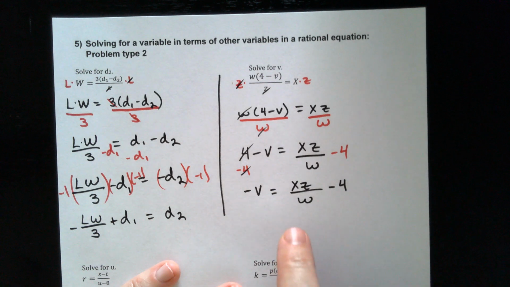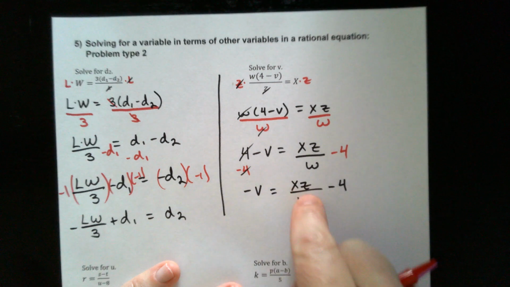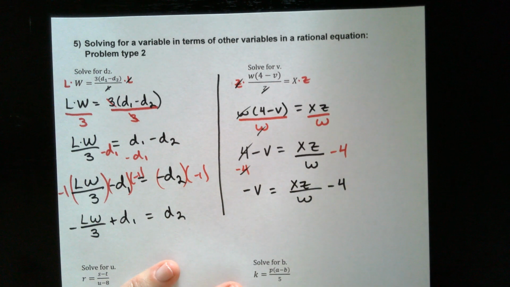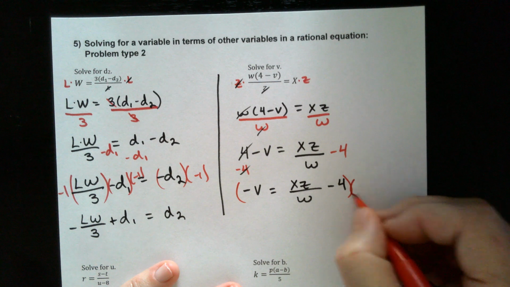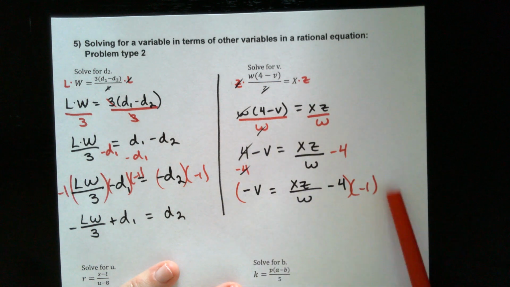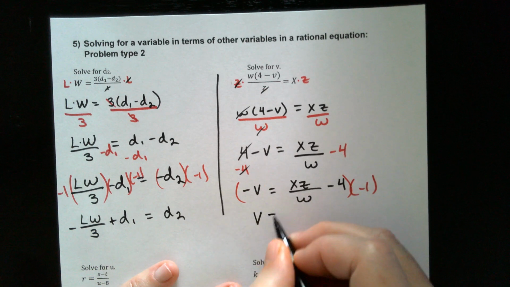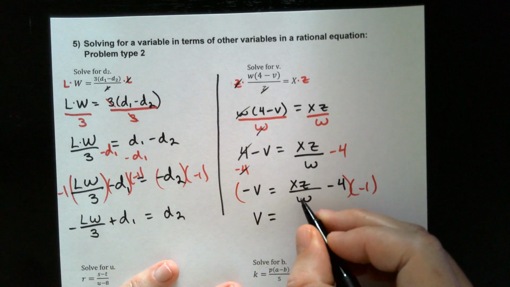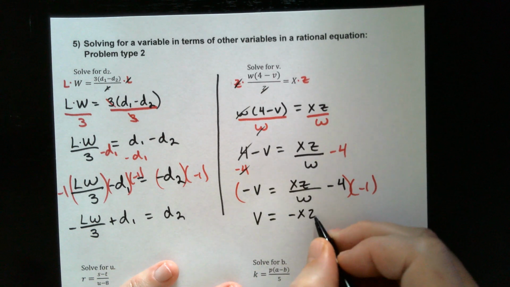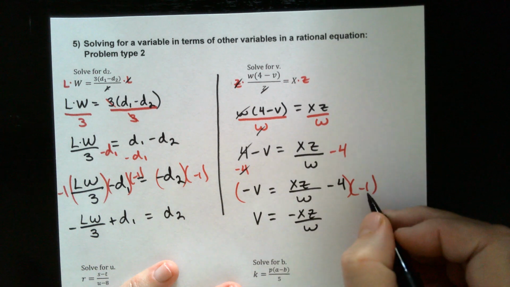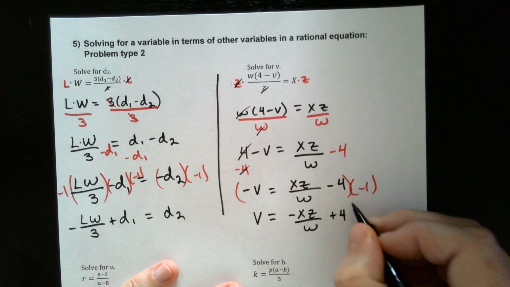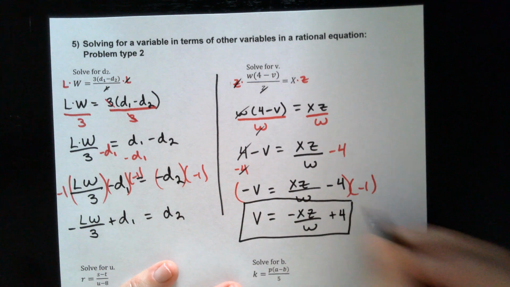When we multiply by negative 1 on everything, this will change, and this will change. All of them will change if I multiply by negative 1. So you can say, oh, I'm just going to distribute a negative 1 to the entire thing. Okay, so the v will be positive. This term was positive, now it's negative. And this term was negative, now it's positive. And that is your answer.